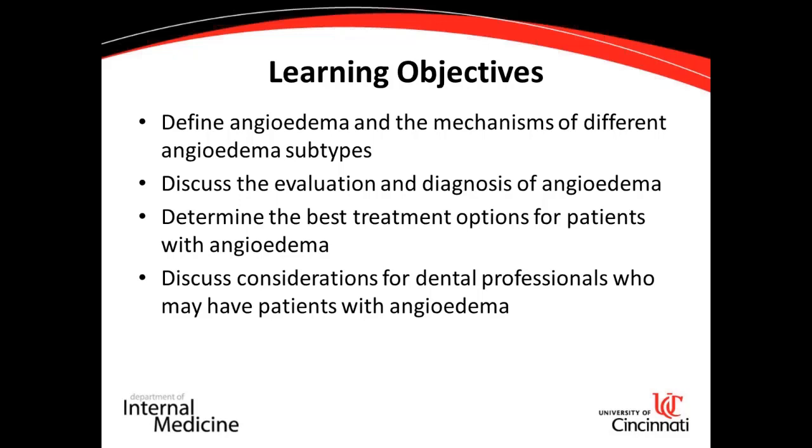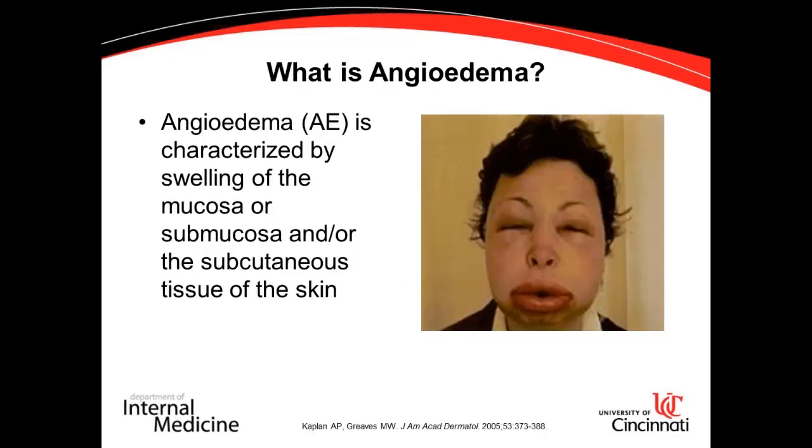The objectives today are four. We will define angioedema and the mechanisms of different angioedema subtypes. We'll discuss the evaluation and diagnosis of angioedema, determine the best treatment options for patients with angioedema, and discuss considerations for dental professionals who may have patients with angioedema. So let's begin by defining what angioedema is.